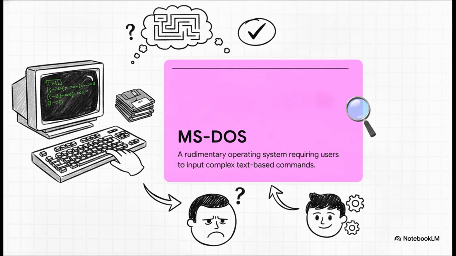But what actually was MS-DOS? Well, it was a rudimentary, entirely text-based operating system. You didn't point and click. You had to know the exact, specific text commands to type into a blank prompt just to open a file or run a simple program. For the engineers back in 1981, this was highly functional. But for your average consumer, it was incredibly complex and just completely unintuitive.